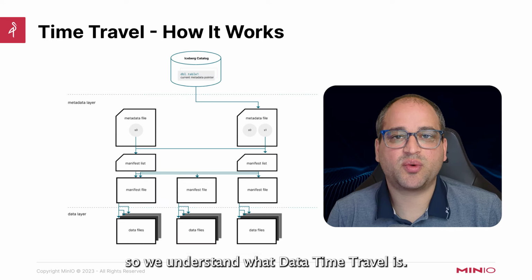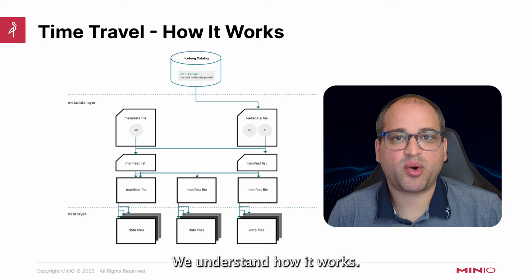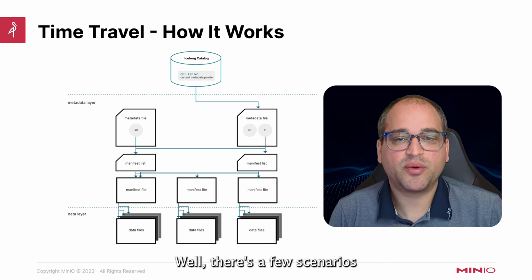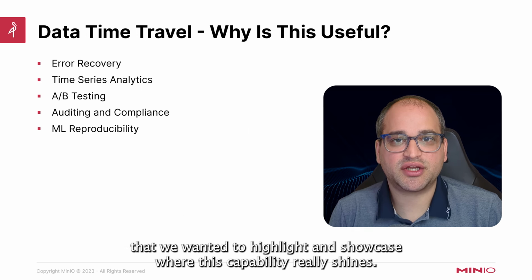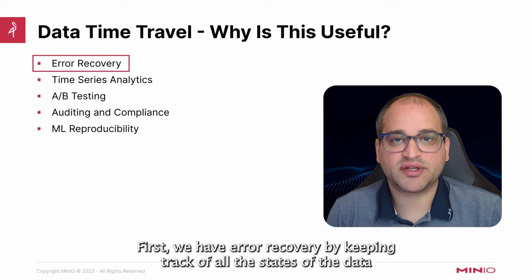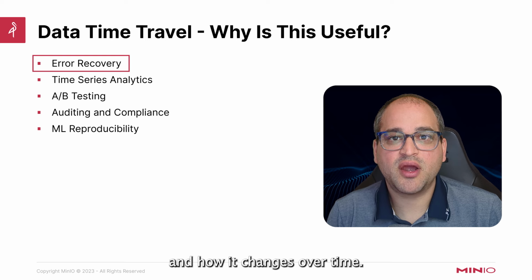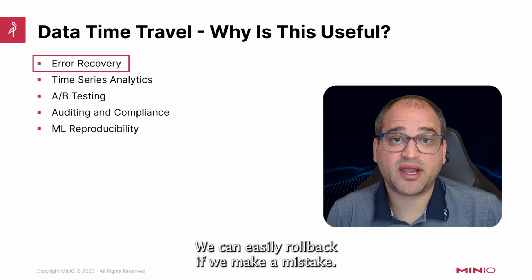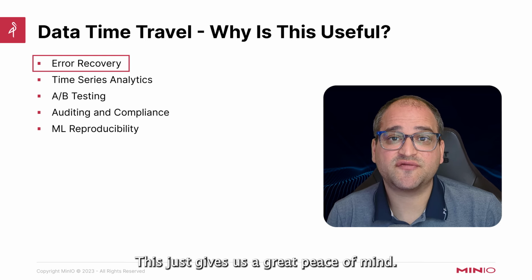So we understand what data time travel is, we understand how it works, but why is this useful? Well, there's a few scenarios that we wanted to highlight and showcase where this capability really shines. First, we have error recovery. By keeping track of all the states of the data and how it changes over time, we can easily roll back if we make a mistake. This just gives us a great peace of mind.